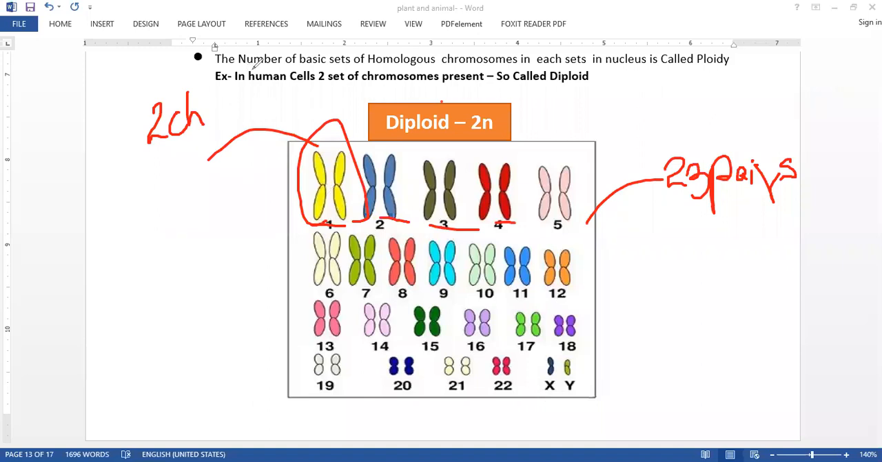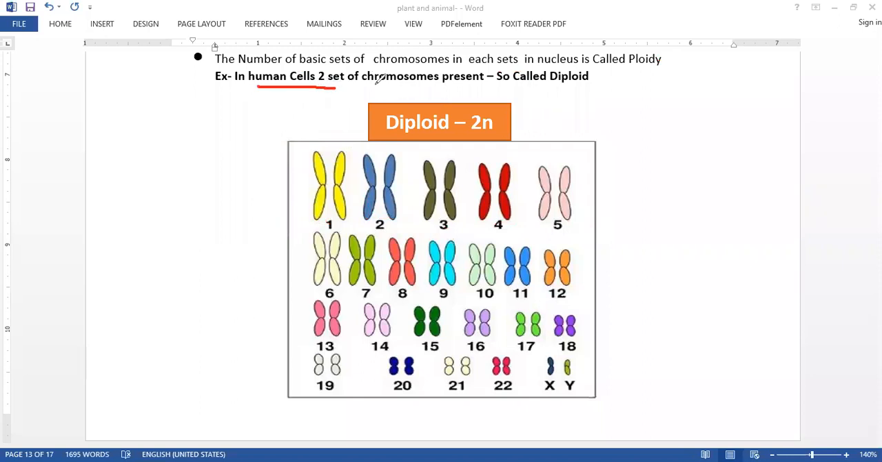So that's the name here. The number of sets of homologous chromosomes, or you can say chromosomes; you don't need to say homologous or non-homologous. The number of basic sets of chromosomes in each set in the nucleus is called ploidy. Ploidy means madiyam. For example, here in human cells, 2 sets of chromosomes are present, or 2 chromosomes present in each set. I can say 2 chromosomes present in a set, or in each set.